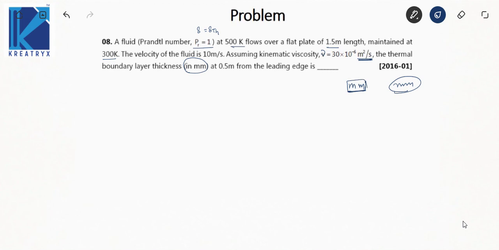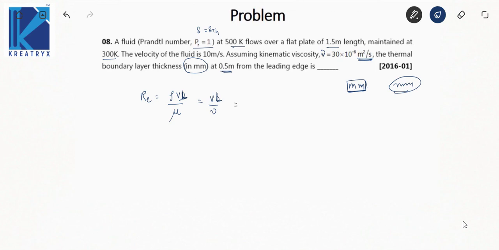So the Prandtl number is 1. We have to find the thermal boundary layer thickness at 0.5 meters. Firstly, we have to see whether at 0.5 meters the flow is laminar or turbulent. How can we see that? With the help of the Reynolds number, which is rho v d by mu. Kinematic viscosity is mu upon rho, so that will be v d upon nu. For a flat plate, it's rho v l upon mu.